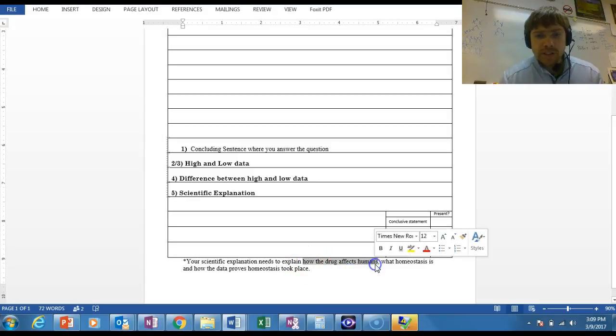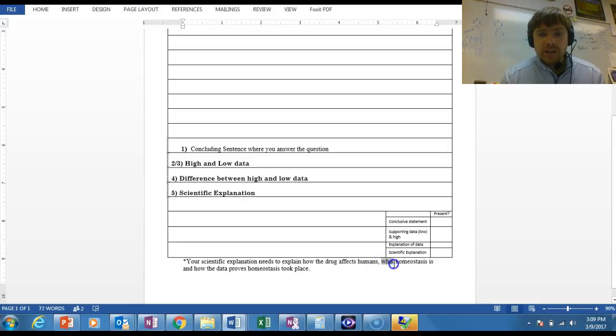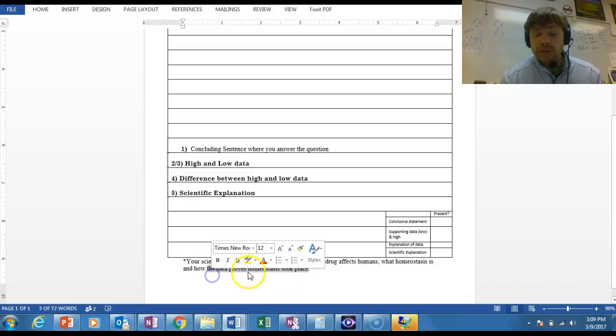First, you need to explain how the drug that took the longest affects humans. So if it's nicotine, you need to be able to describe what nicotine does to the body. Then you're going to describe, and you can use your notes, or again, search it up just quick, not very long, what homeostasis is. Explain how your data proves homeostasis took place.